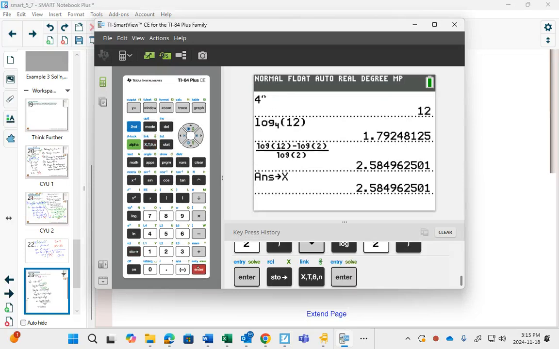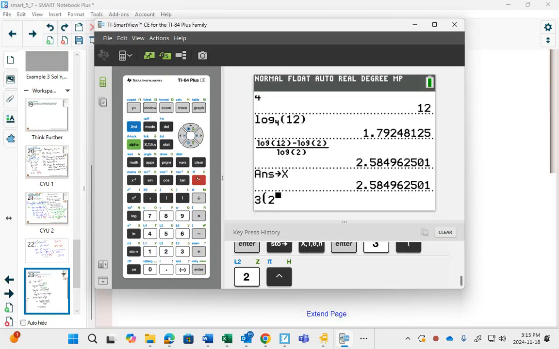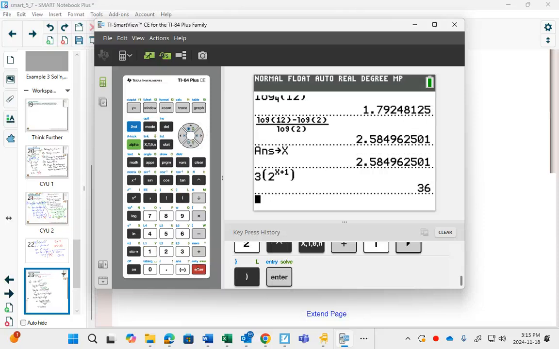And double check my original equation, which was 3 bracket 2 to the power of x plus 1. It's 36. Then I'm happy. Whew.